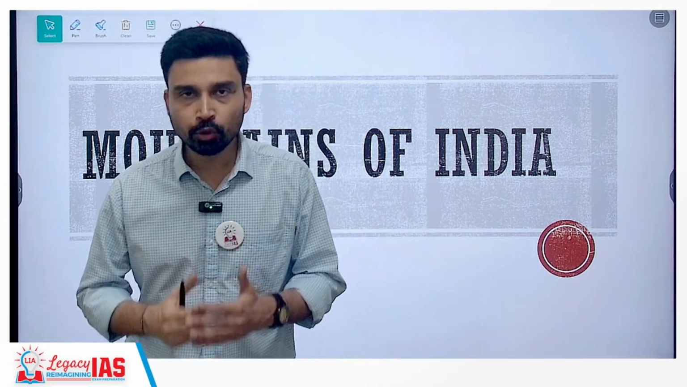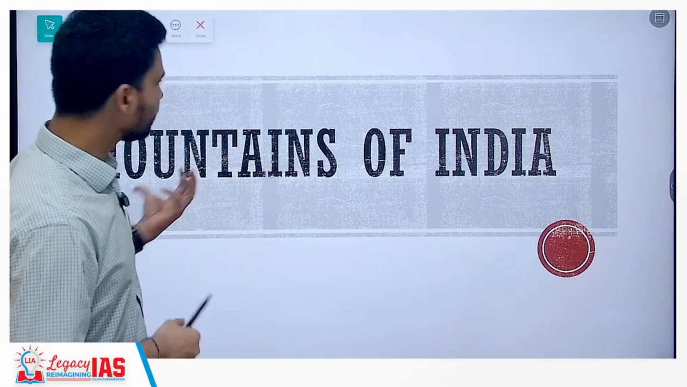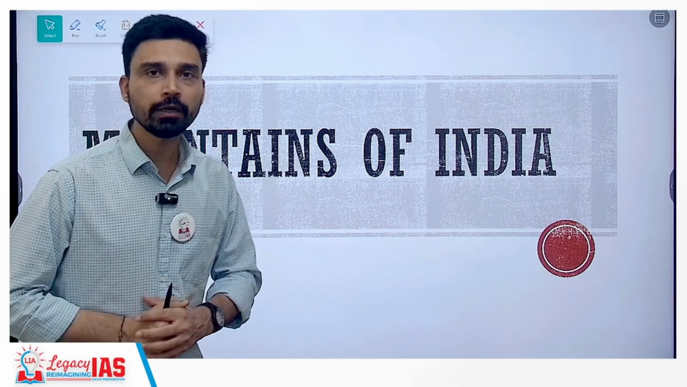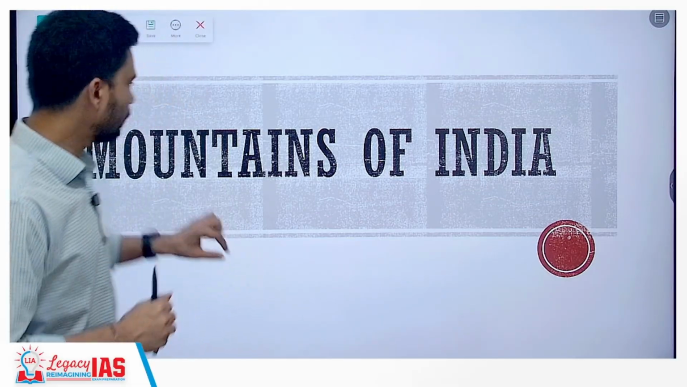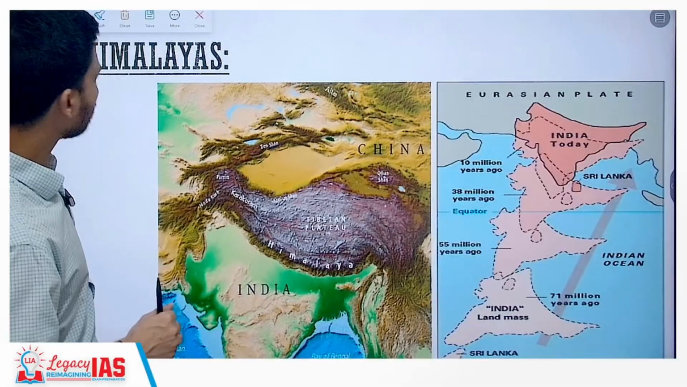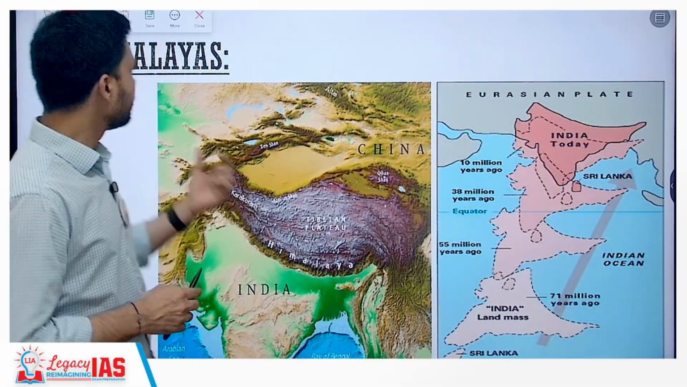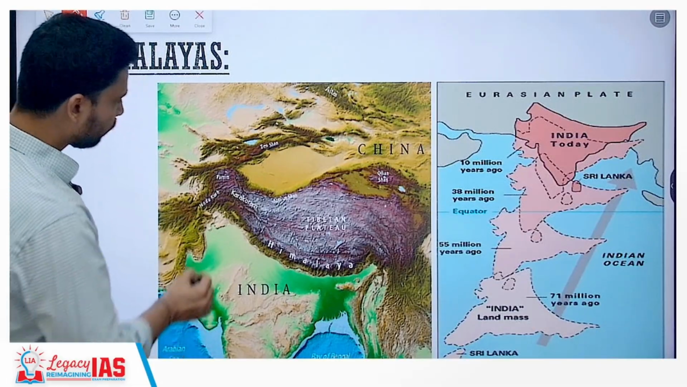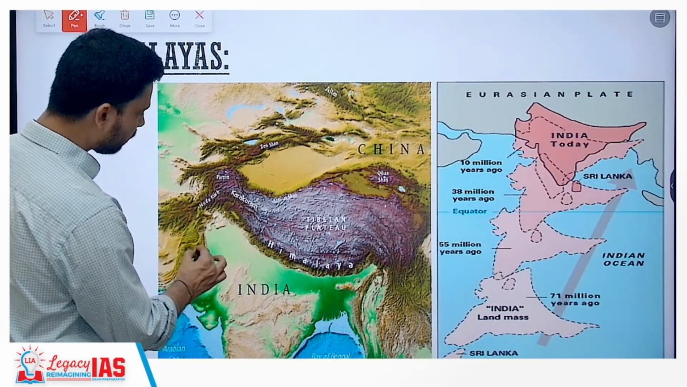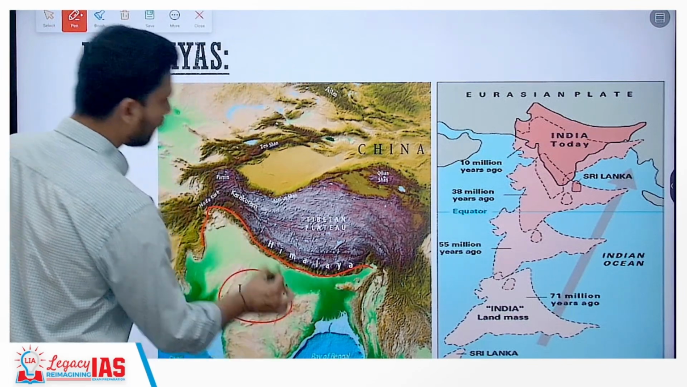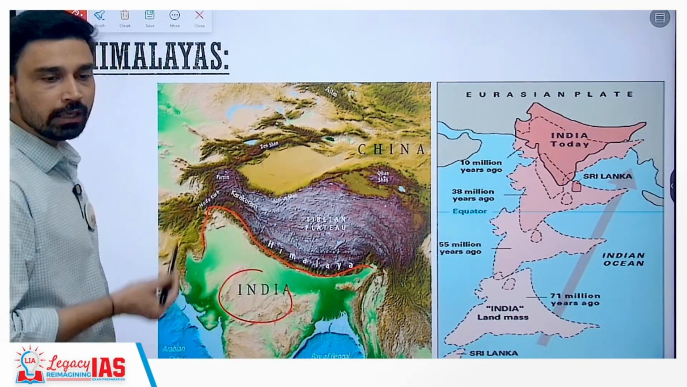In this video, we are going to continue with our mapping series and study in detail today about the important mountain ranges of India. First of all, obviously the most important mountain system that we have in the northern part of India is the Himalayas. The Himalayas are located between the Indian plate in the south and the Eurasian plate on the north.